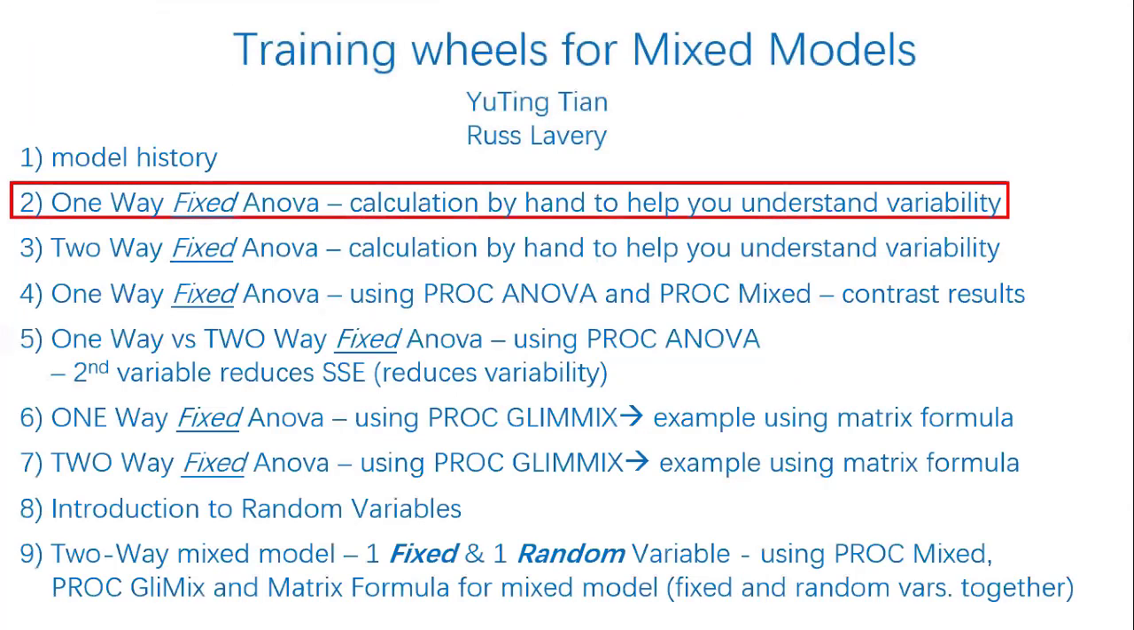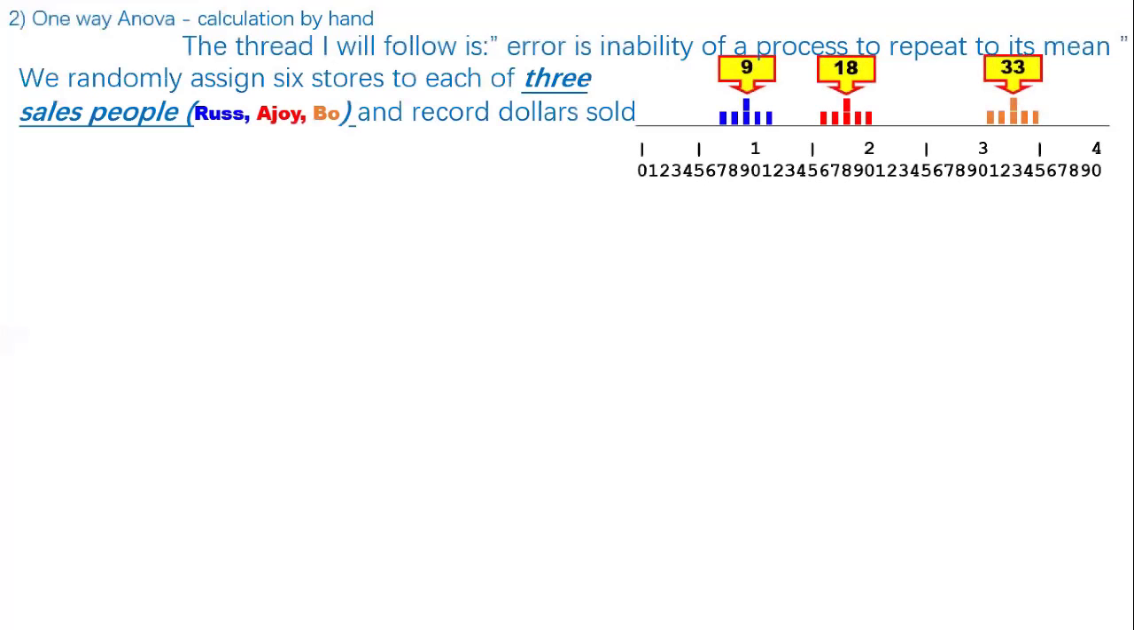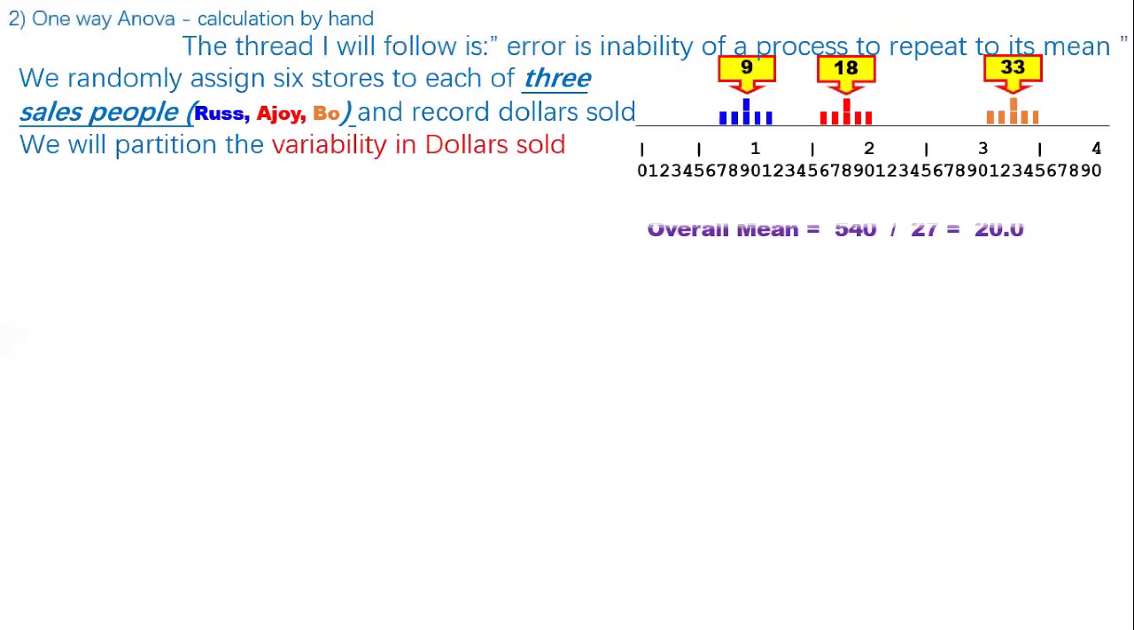Let's go to the second section, one-way fixed ANOVA. I calculate by hand. The thread I will follow is that error is the inability of a process to repeat to its mean. This is our story. We randomly assign 6 stores to each of 3 salespeople, Ross, Joe, and Bo, and record dollars sold. We will partition the variability in dollars sold. Just follow the red arrow.